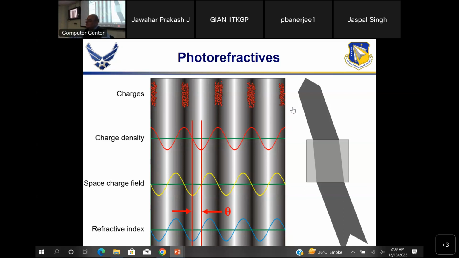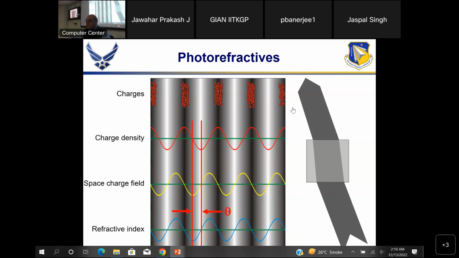Yeah, angular selectivity is good. Correct. In these photorefractive crystals, angular selectivity as well as wavelength selectivity can be good. Oh, well, I cannot give you an exact number of the range. I think it's certainly much less than 1 dB. Yeah, much less than 1 dB.